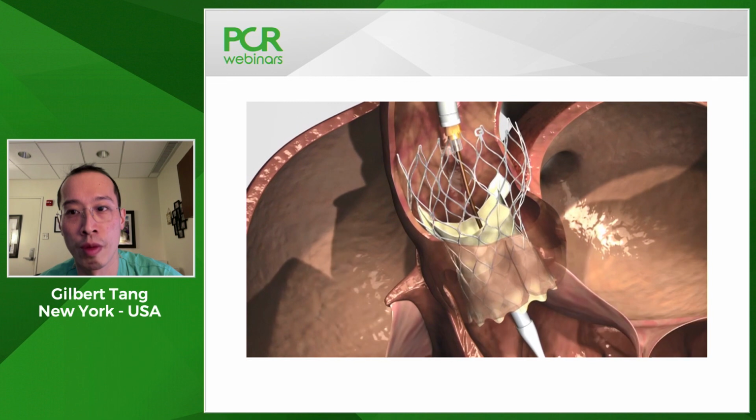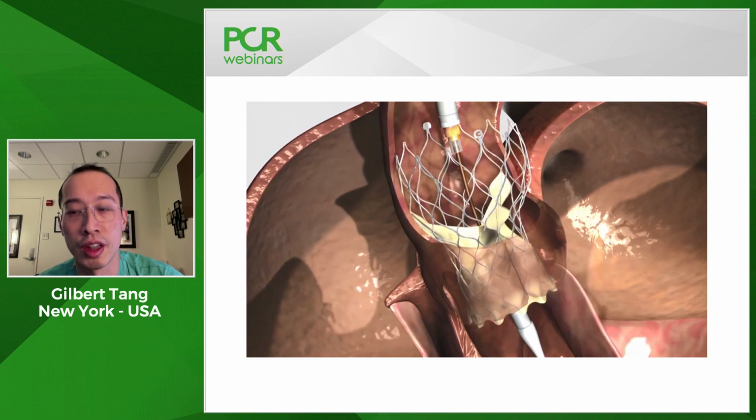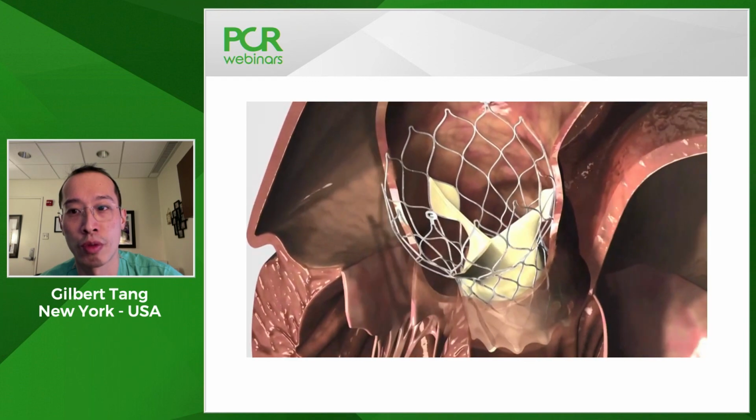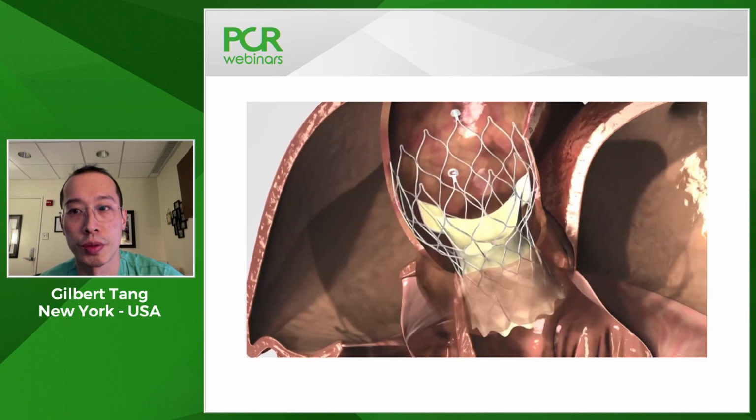You do it in a very slow, methodical fashion. You can see that the C-tab is at the inner curve of the aorta, and that's what you're aiming for, because that represents one of the commissures.